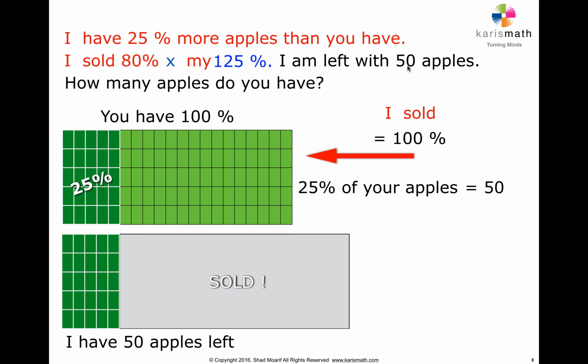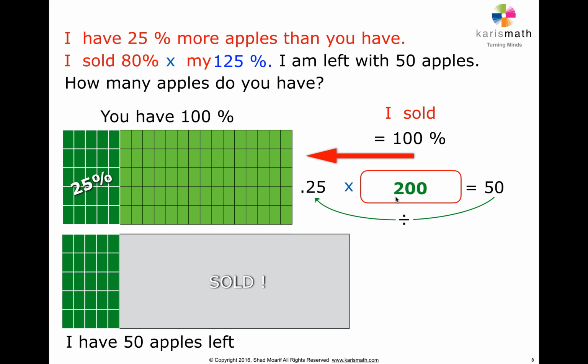And since I'm left with 50 apples, then 25% of your apples must be 50 apples. Now I can work out what that is, because this is 0.25, and 0.25 times your apples is 50. So divide 50 by 0.25, and the number of apples that you have would be 200. Looks complicated, doesn't it? But go over it slowly and you'll start to get the feel of it, and see if you can do it mathematically.